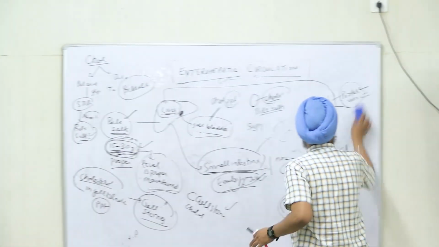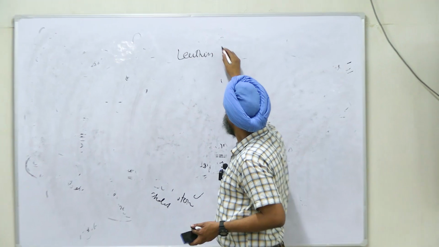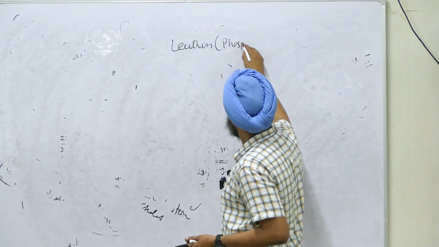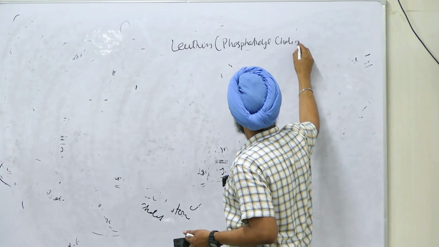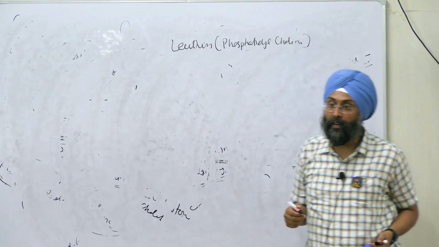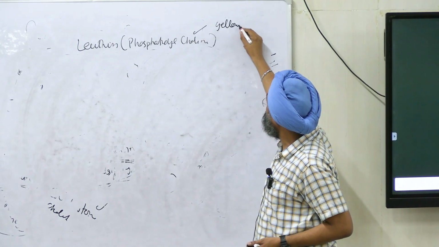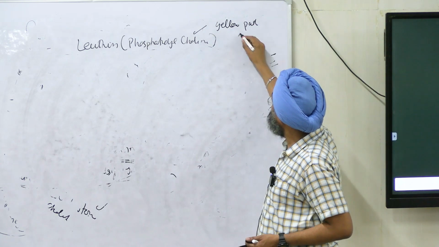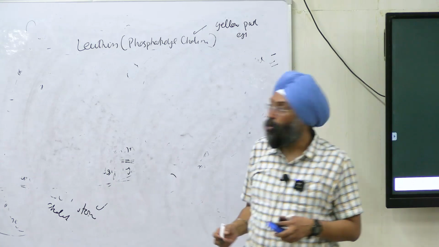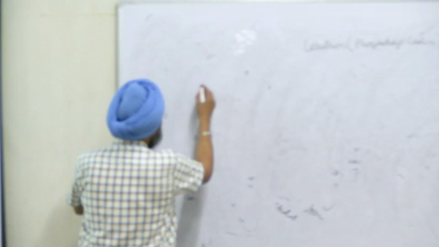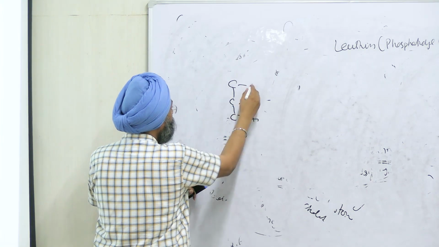Now we'll start with the next topic. Lecithin was phosphatidylcholine. LPC was the mnemonic, hope you remember. And choline is present in the yellow part of the egg yolk, right? And this is a phospholipid. And hope you remember the previous class, when 3 carbons are there and 3 O's are there. What is this?